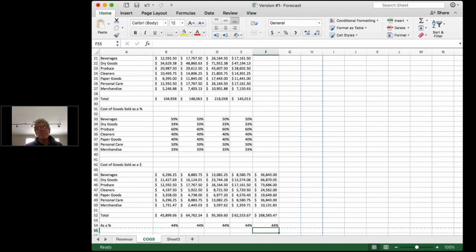So what does that actually mean to you? That means of every dollar that you sell, okay, 44 cents of that is going to go to purchasing the product that allows you to sell it. And in some cases, it can be a simple one-for-one. If I am buying a pair of pants and I sell those pants, it's a one-for-one.